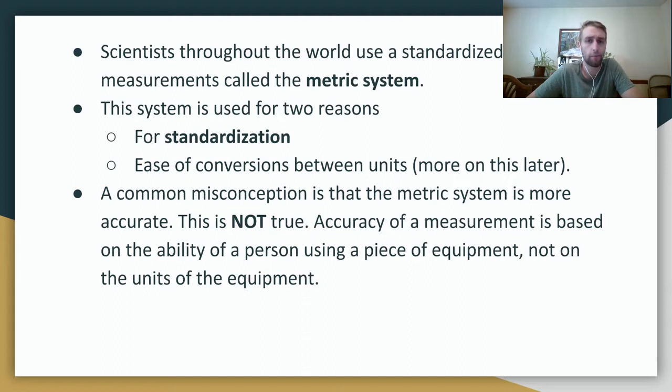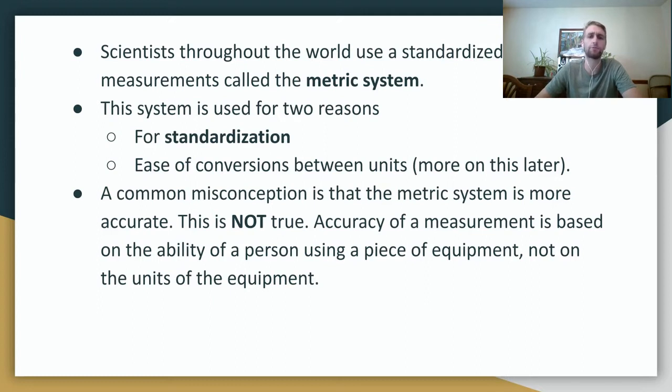So first, a little bit about the metric system. It's used by regular people, but it's also used by all scientists throughout the world, even scientists in this country. And the two reasons, one is really for standardization. Units are a whole lot easier to use when everyone uses the same ones. So we're all on the same page there. But also because it's easier to do unit conversions.